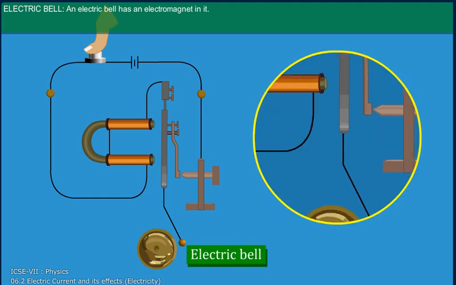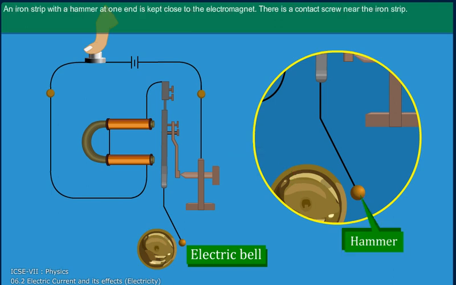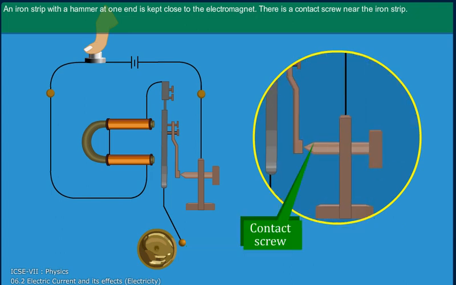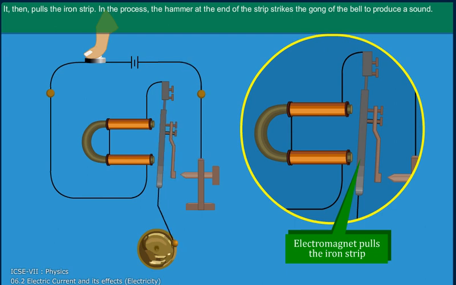Electric bell. An electric bell has an electromagnet in it. The circuit of an electric bell consists of a coil of wire wound on an iron piece. The coil acts as an electromagnet. An iron strip with a hammer at one end is kept close to the electromagnet. There is a contact screw near the iron strip. When the iron strip is in contact with the screw, the current flows through the coil, which becomes an electromagnet. It then pulls the iron strip.